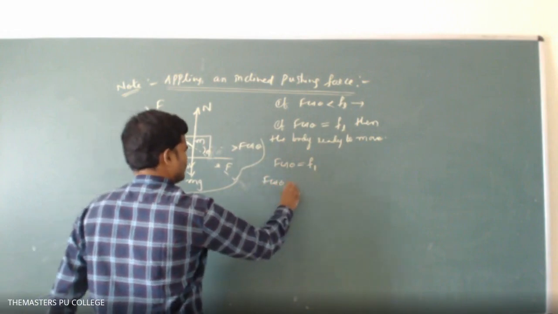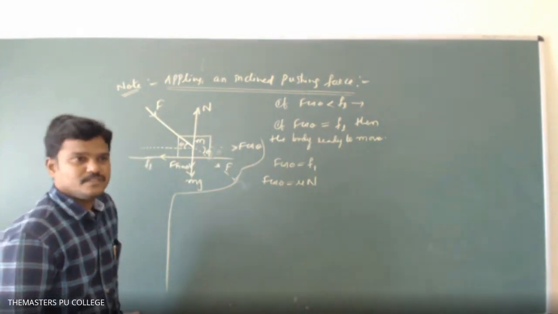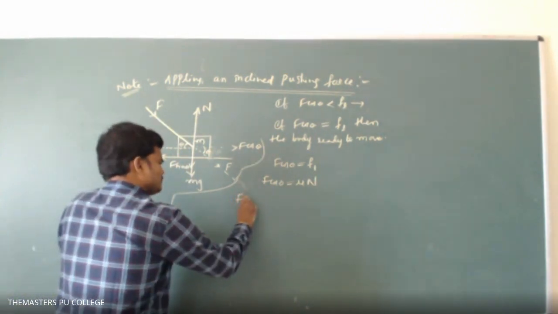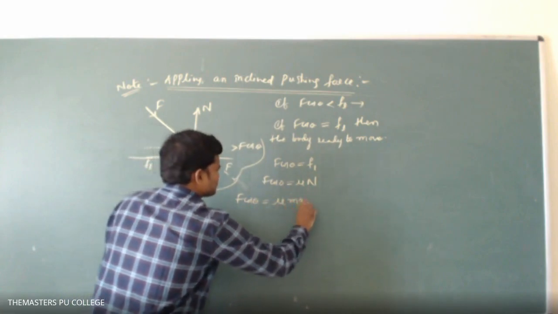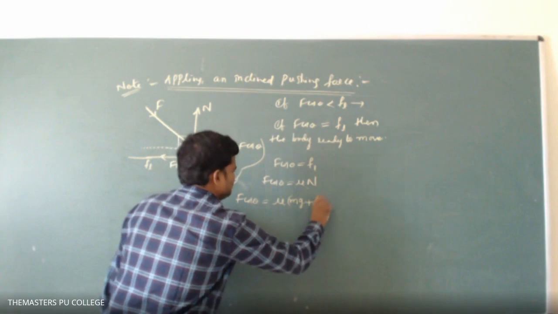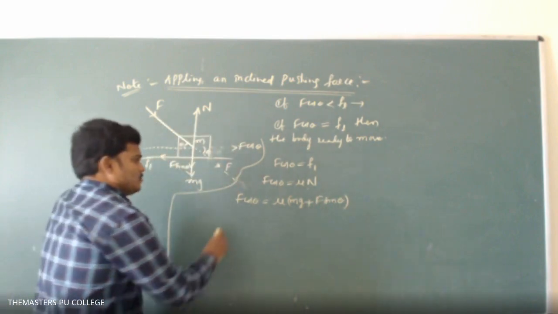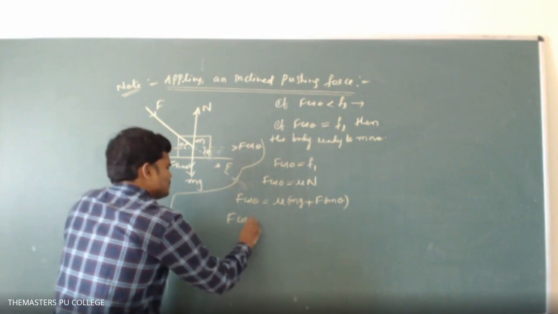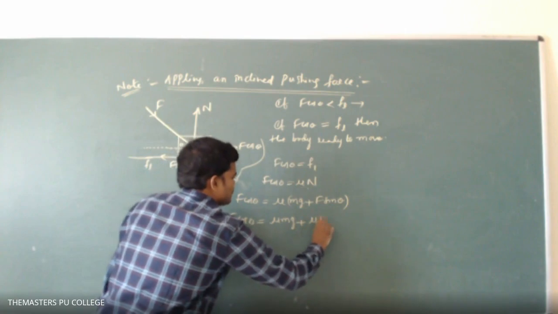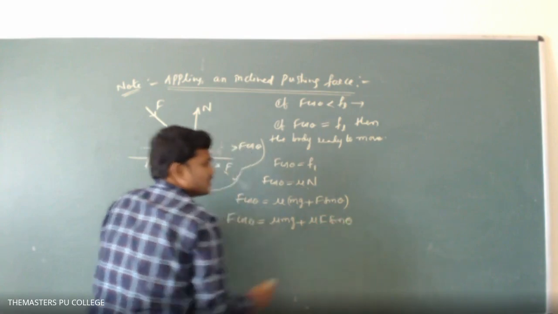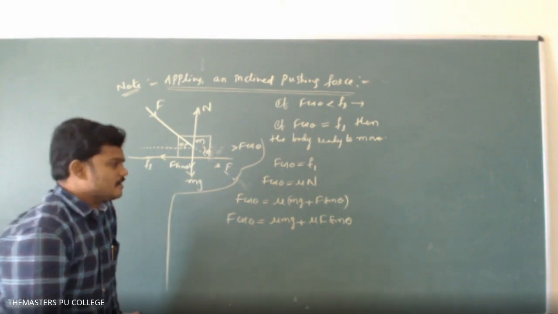F cos theta, what is FL? Mu n, limiting friction. F cos theta equals mu n. What is n from the given diagram? Mg plus F sin theta. Now see the small extension: F cos theta is mu mg plus mu F sin theta. Simple mathematics I am doing now. Got it? Can I take this F value to the left?